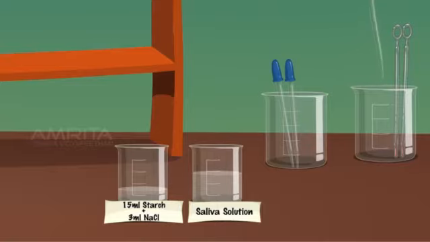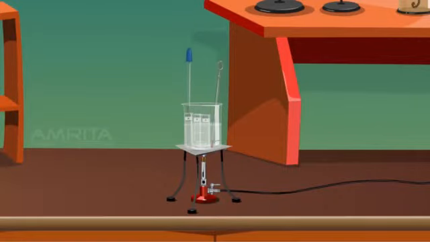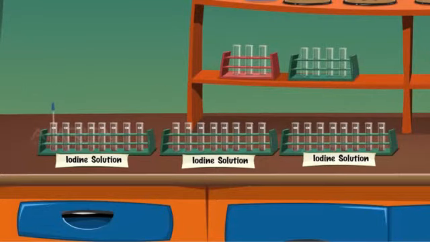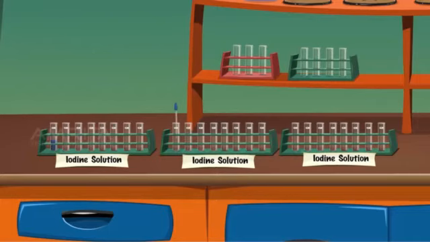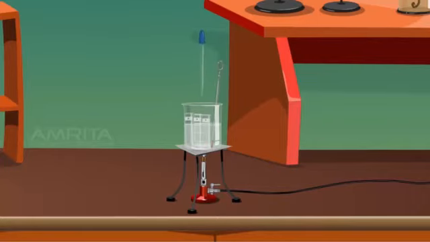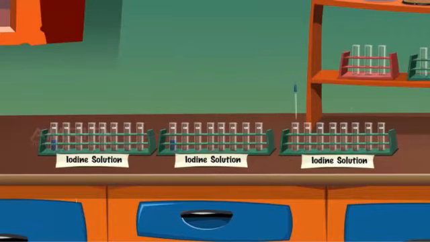Immediately using a dropper, take a few drops from experimental tube A and transfer this into the first series of test tubes having iodine solution. Similarly, do the same procedure for test tube B and test tube C and transfer the solution into the second and third series of test tubes having iodine solution. Note this time as the 0-minute reading.